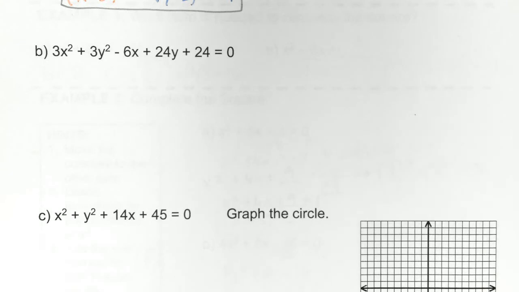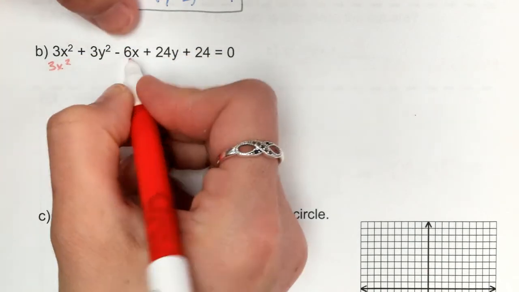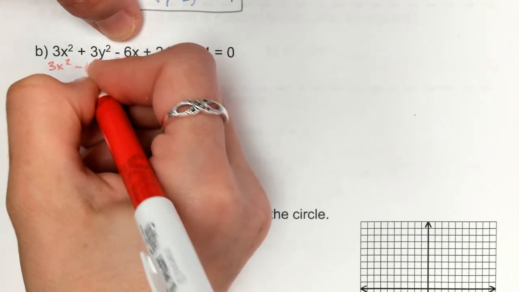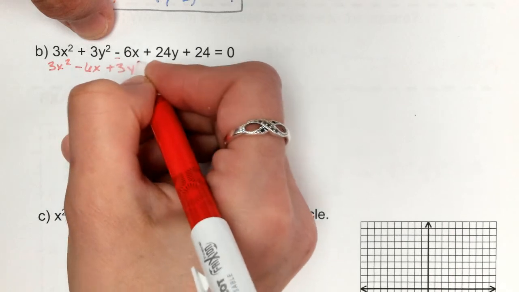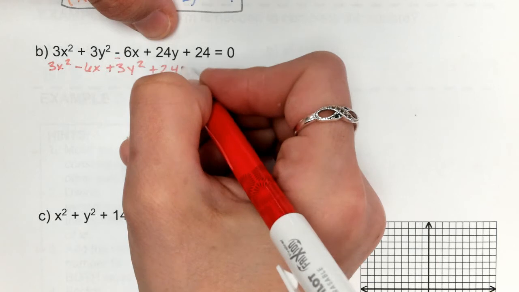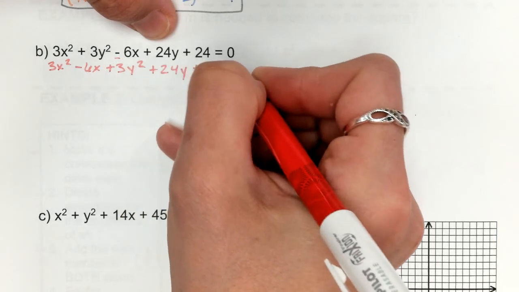Right? Let's take a look at b. B, let's first, step 1, so put x's and y's together. So here I'm going to take 3x squared, and then I have a minus 6x. Okay, so minus 6x. Then I have a plus 3y squared plus 24y plus the 24, all equal to 0.